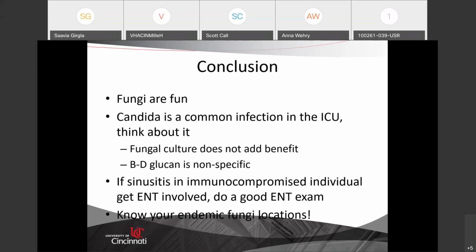If sinusitis in an immune-compromised individual, think about getting ENT involved and do a good ears, nose, and throat exam. Make sure you look at both the palate and the nose for any of that black eschar, and then know your location. Your boards will give you an obvious location for histo, blasto, and cocci. So know your endemic fungi locations.